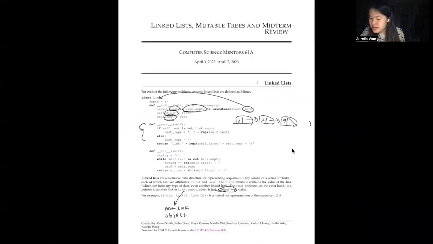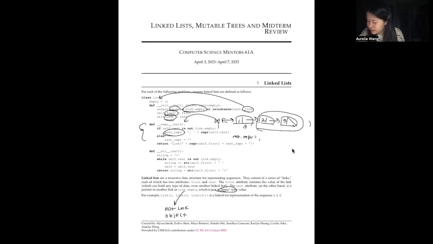Okay, so if self.rest, so this is self now. If self.rest is not Link.empty, and it is not, because this is .rest and it's not Link.empty, then we create a new variable rest_repr equal to a comma plus the repr of self.rest, which is the repr of all of this. And so we kind of recursively go back into it.